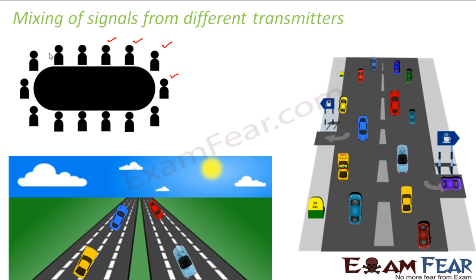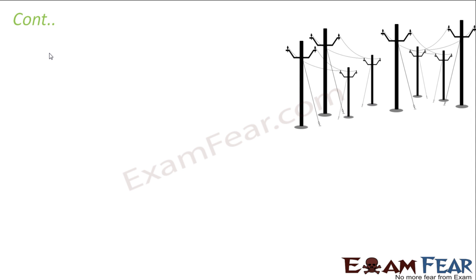So that will not create that much of chaos, right? So you understand the concept of mixing of signals. On a similar note, we will talk about mixing of signals from different transmitters. Now let us suppose there are many transmitters transmitting signals at the same time, what might happen? The signals might get mixed up with each other. Once the signals get mixed up, there is no way that we can distinguish them.